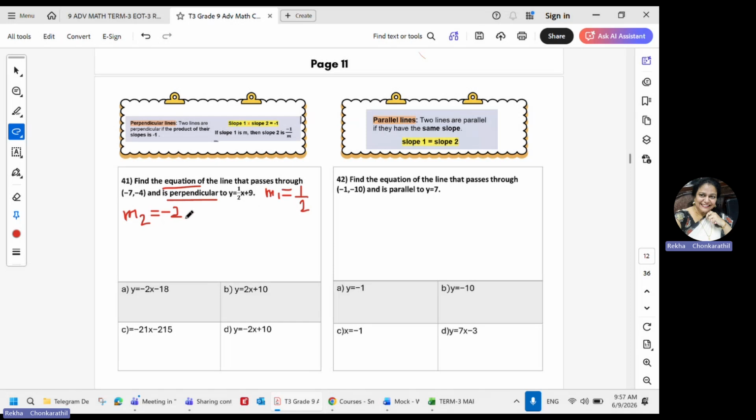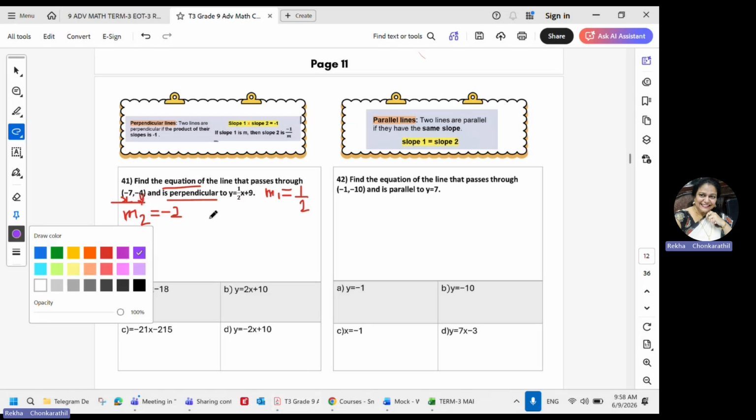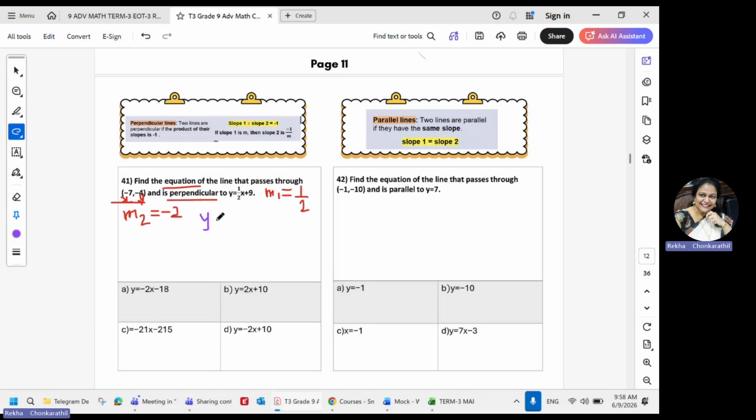But then we are asked to find the equation. How do we find the equation? Equation will always be in the form y equal mx plus b. You have the m, but you don't have your b. But can you see it is passing through this point? So we can treat these points as x and y. So now let's do this. So this will be your x, this will be your y, to find b. How do you find b? We will write y equal mx plus b.